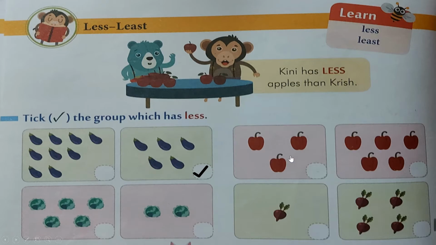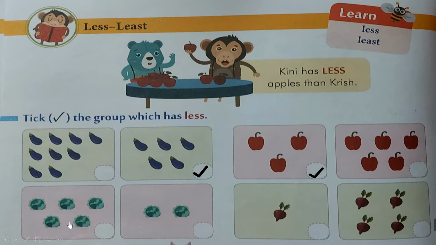And see the next one, children. What are these? Apples. Here there are two groups of apples. In the first group, there are 3 apples. And in the second group, there are 5 apples. So, which group has less number of apples? Yes, first group has less number of apples. So, we have to keep the tick mark here.